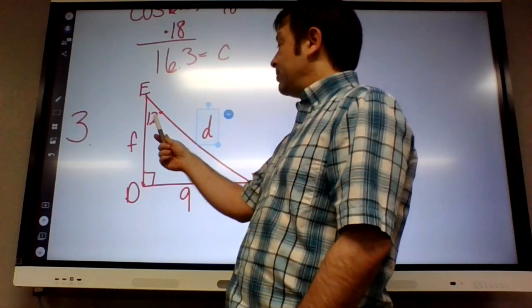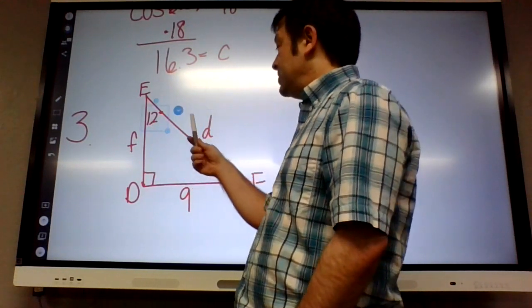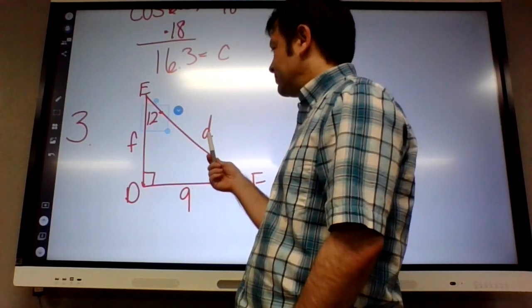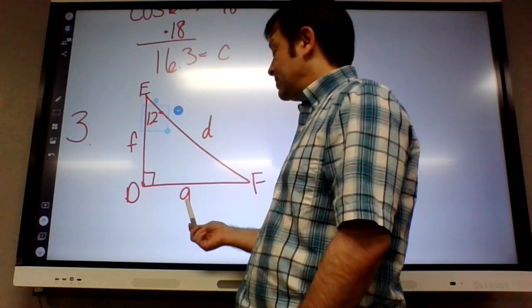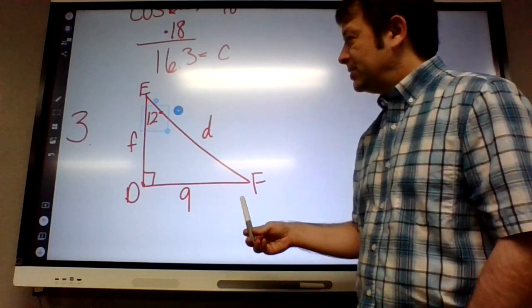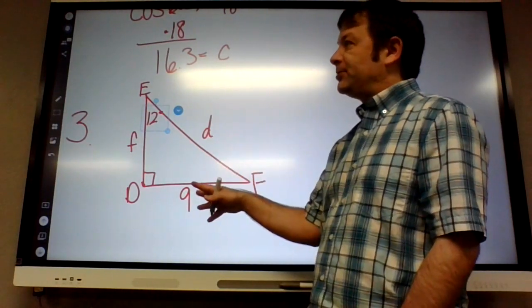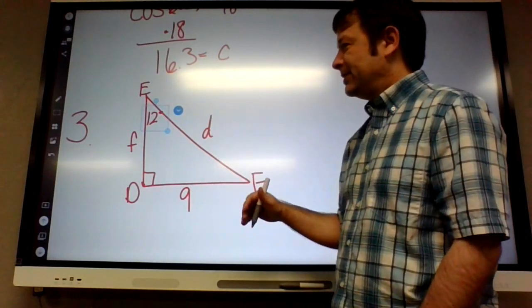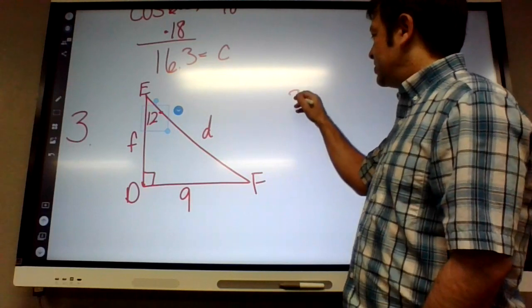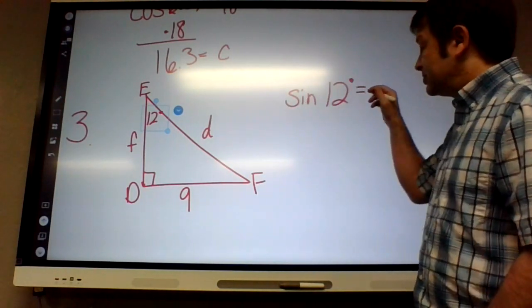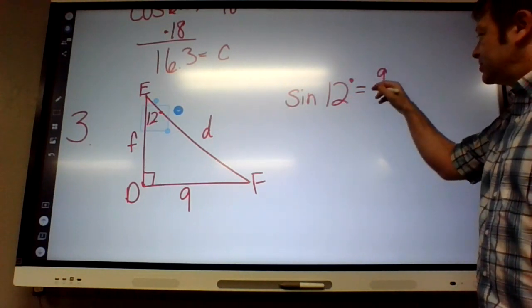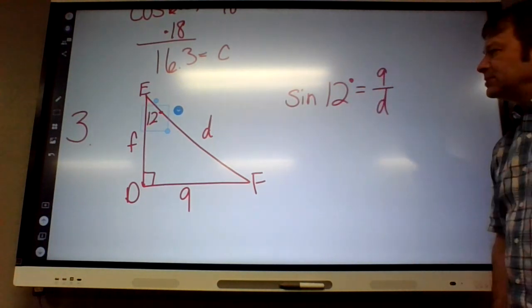We'll go alphabetical order. Relative to this angle, D is the what side? And the side that we know already is the opposite. Which function has hypotenuse and opposite, or opposite and hypotenuse? Sine. So sine of the angle, 12 degrees, should equal opposite over hypotenuse.